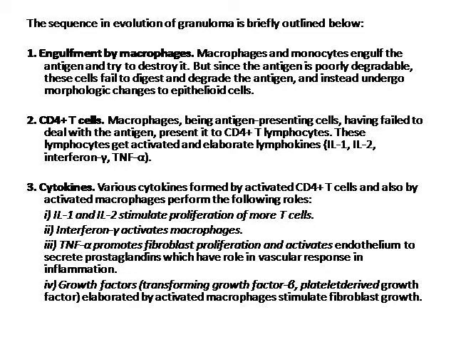So what are the sequences that take place in the formation of a granuloma? One is engulfment by the macrophages. Here a process of phagocytosis takes place where the macrophages engulf the antigen and try to destroy it. But since the antigen is poorly degradable, these cells fail to digest the antigen, and instead undergo morphological changes to epithelioid cells.